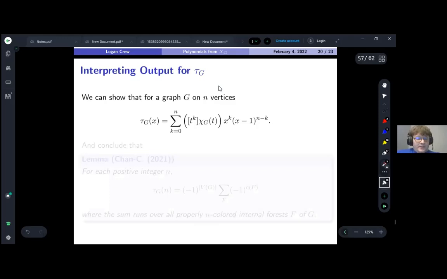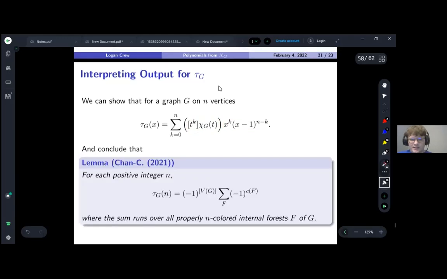Using a similar idea, by the way, we can show that from our direct calculations earlier, this is one way to write tau G of x also, in terms of coefficients of the chromatic polynomial in this way. But we just stated that this is, up to a sign, the number of internal forests with k components. And if that's true, then this is just the chromatic polynomial of those components. And so what we immediately get is that one way we can write tau G is that, up to a sign, it sums over all properly n-colored internal forests of G, summed with alternating sign based on their number of components.